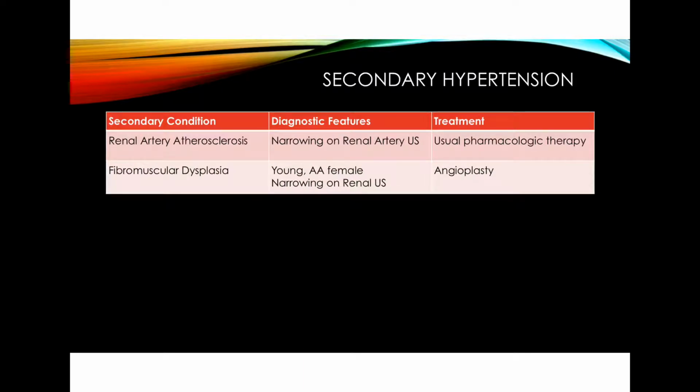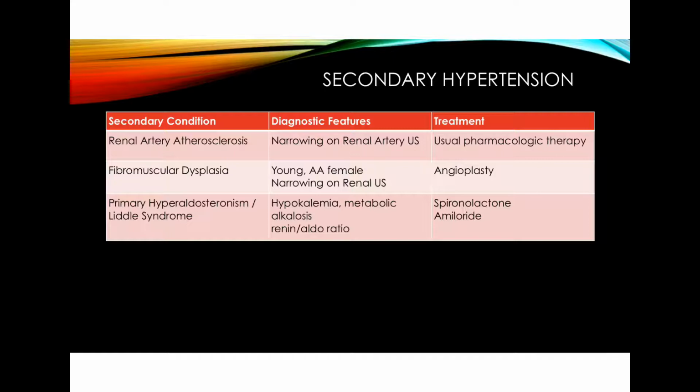Fibromuscular dysplasia is a variant of renal artery stenosis, typically seen in young African American females. Again, you'll see a narrowing of the renal artery on an ultrasound, but they don't typically have any other cardiovascular risk factors to suspect atherosclerosis. These patients will actually benefit from invasive interventions such as angioplasty of the stenosed renal artery.